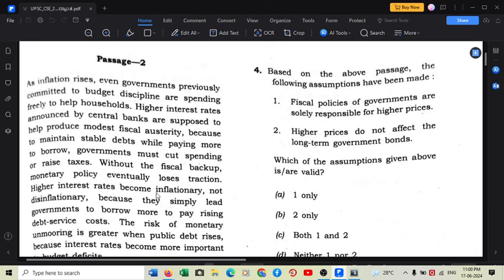This time you see the trick of UPSC, they are playing around with the word solely. Fiscal policy is not the only thing responsible for higher prices. Fiscal policy is all about taxes and spending, but what is responsible for higher prices is the interest rate. So monetary policy is responsible for higher prices. Interest rate reduction or increase is part of monetary policy. Fiscal policy talks about tax and government spending. So higher prices do not affect the long-term government bonds.